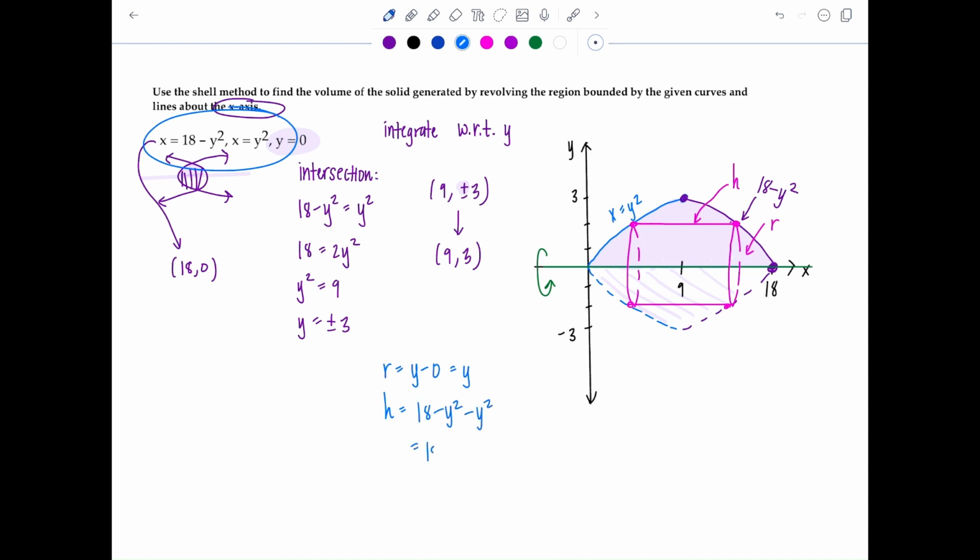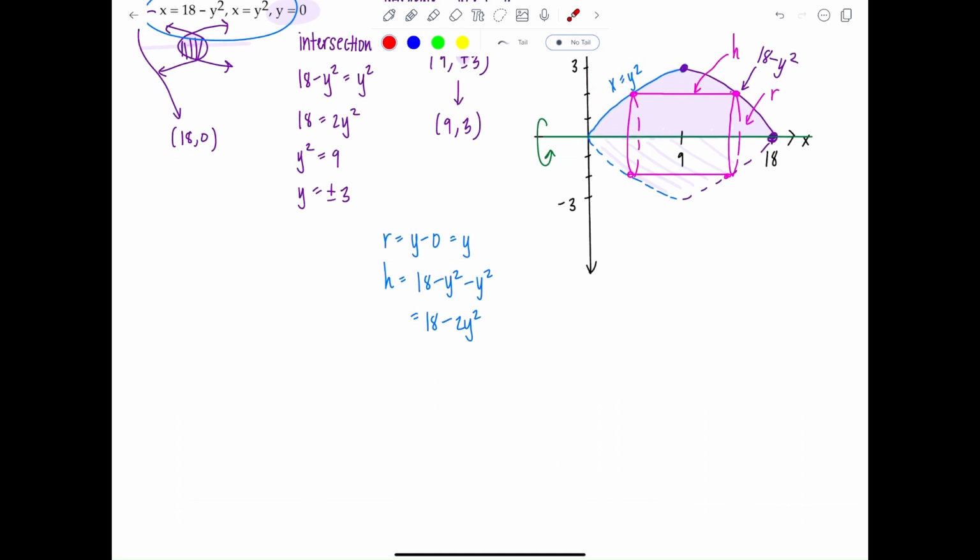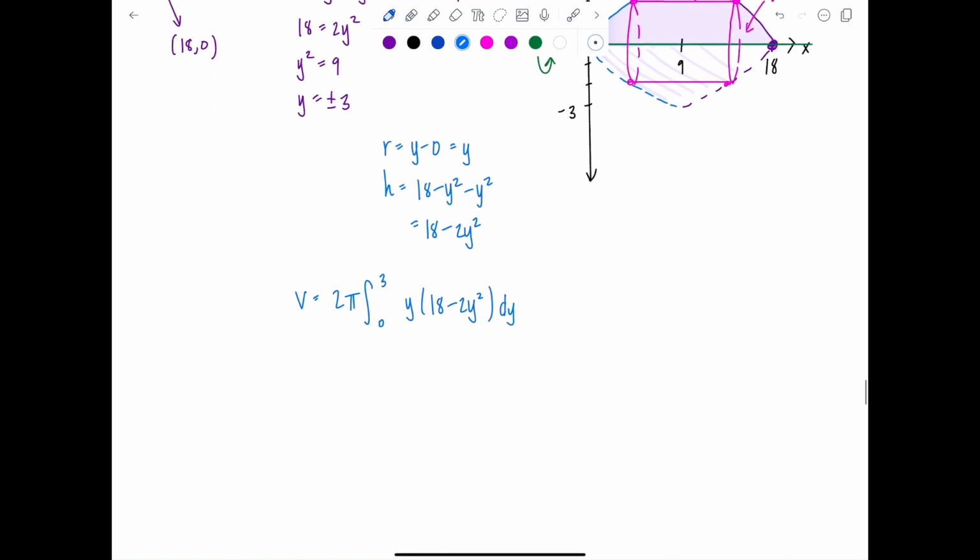So this is 18 minus 2y squared. Good? Limits of integration are going to be in terms of y, what bounds the original region, from 0 to 3. OG region only, pre-spin, volume equals 2 pi integral 0 to 3 radius times height dy. Okay, this one's probably one of the most relaxing ones we've done also.